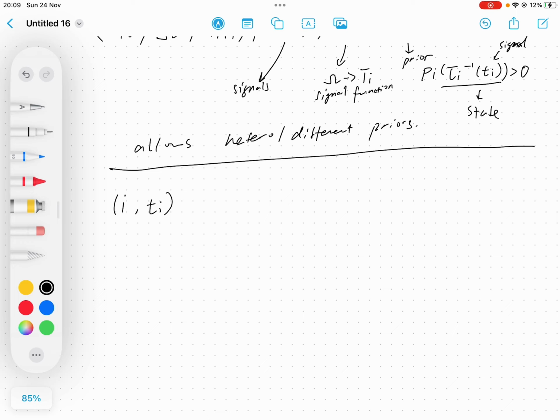Good. And the set of actions for each such player is Ai correspondingly. And the set of action profiles will be just the cross product over all those players, and also across all those types.